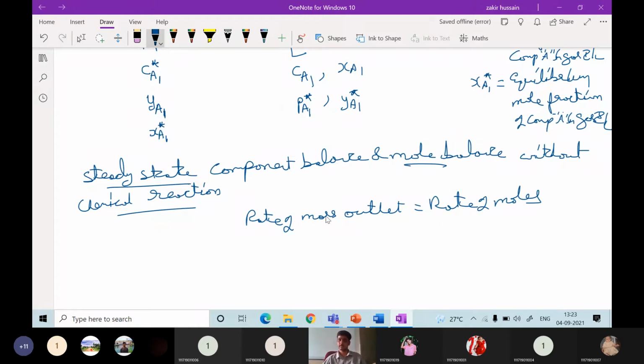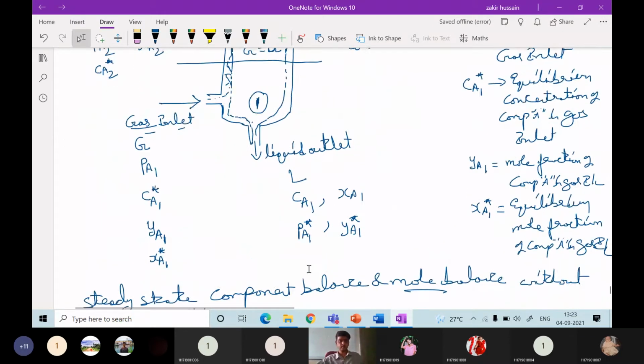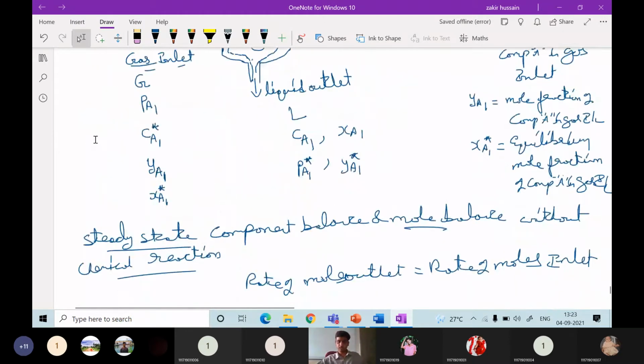For the mass also it is the same. Here we are using moles. Rate of moles outlet is equal to rate of moles inlet. So what are the outlets here? By looking at this symbol, the arrow, we can say gas is one outlet and liquid is one outlet. So G is one outlet.